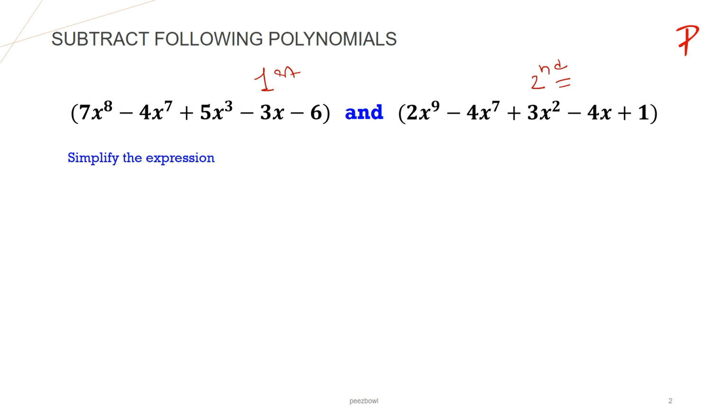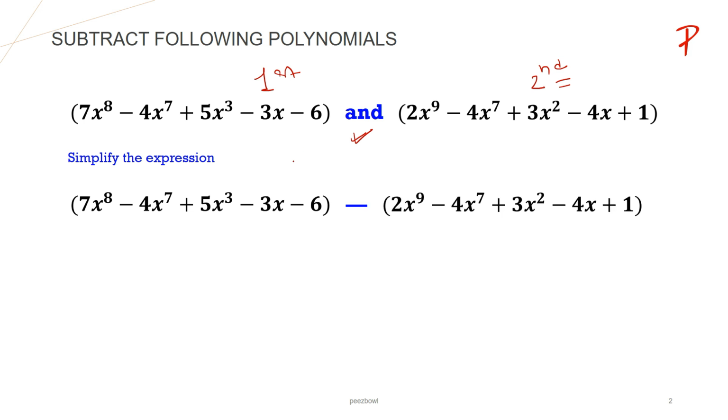I will write the first polynomial and we are going to replace this "and" with a minus sign, and then I will write the second polynomial. So this is how we simplify the expression so that it is easy to read and understand that we are performing subtraction on these two polynomials. After that, I have to distribute the negative sign.